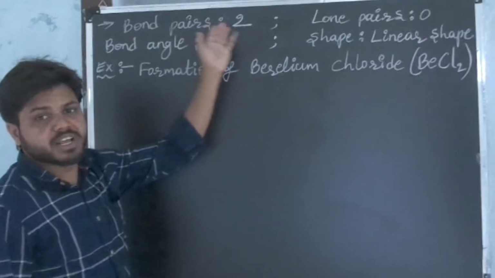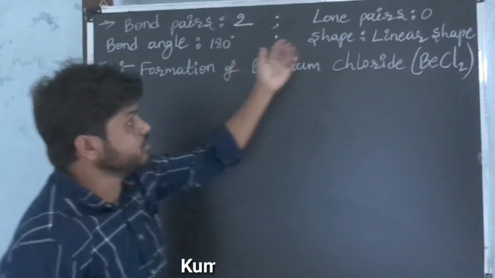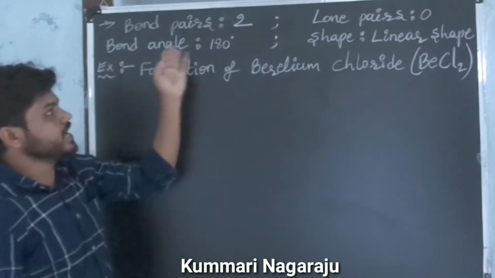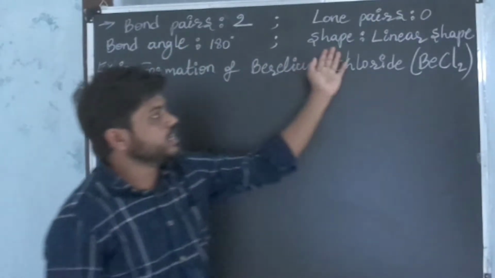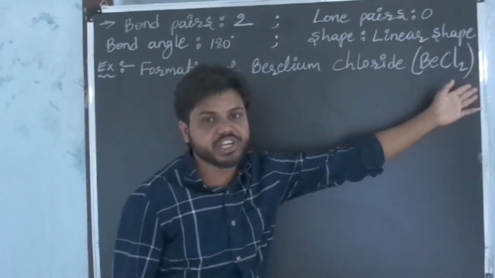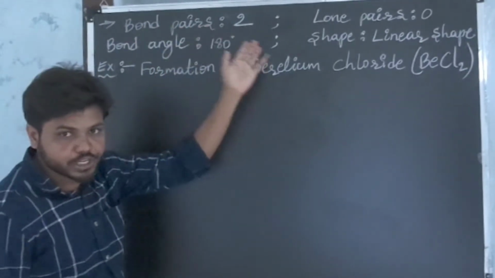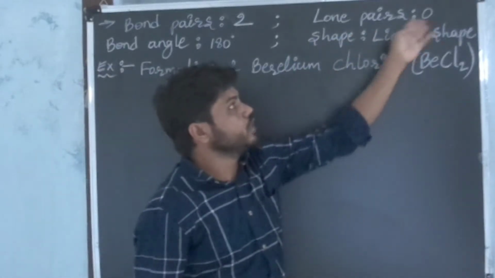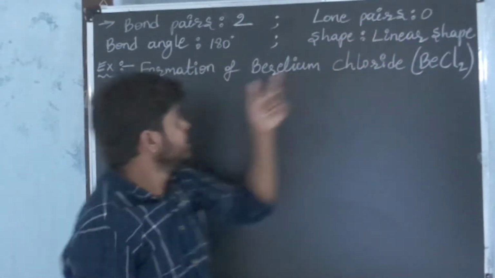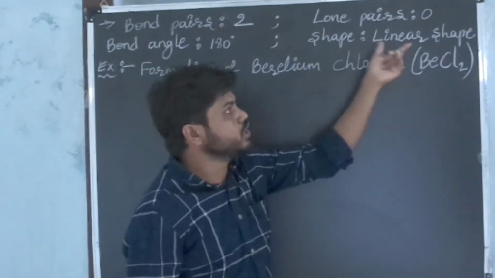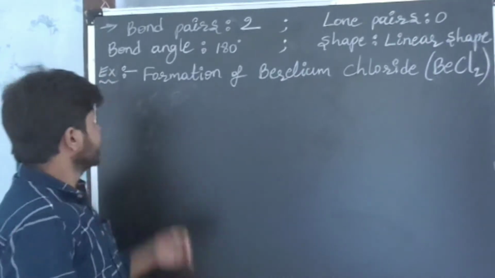If two bond pairs are present around the nucleus of the central atom without any lone pair in the valence shell, then the bond angle is 180 degrees and the shape of the molecule is linear. I am repeating: if two bond pairs are present around the nucleus of the central atom without any lone pair in the valence shell, then the bond angle is 180 degrees and the shape of the molecule is linear.